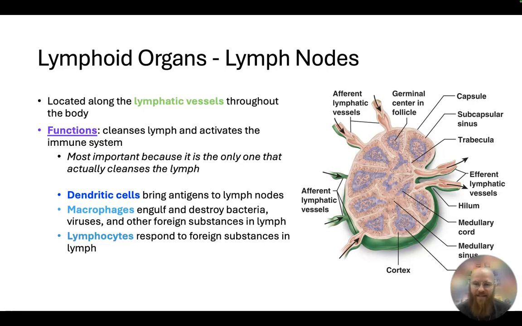We have dendritic cells, which are involved in bringing antigens to lymph nodes. These are those components in your bloodstream that can help recognize something as foreign or other than. You have macrophages, which again engulf and destroy bacteria, viruses, other foreign substances. Those are in the lymph nodes. And then you've also got your lymphocytes, which respond to foreign substances as well.